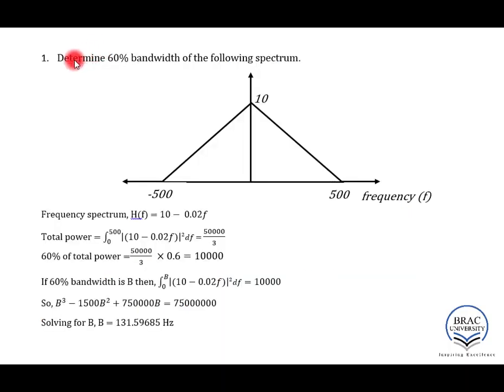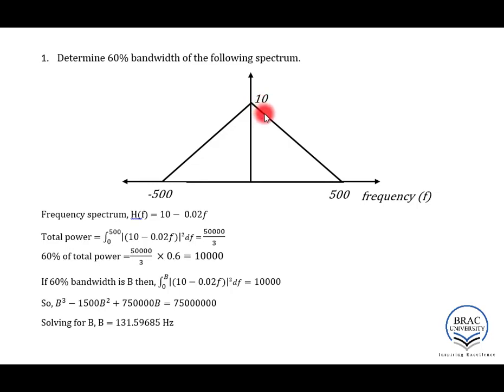So this is an example problem which will help you understand the concepts of bandwidth and X% power bandwidth better. This problem states: determine the 60% bandwidth of the following spectrum. This is the frequency spectrum. It shows that the frequency components are spread up to 500 Hz in the positive frequency, and the negative part is also spread up to minus 500 Hz, and the amplitude at 0 frequency is 10. So we have to determine the 60% bandwidth of this spectrum.